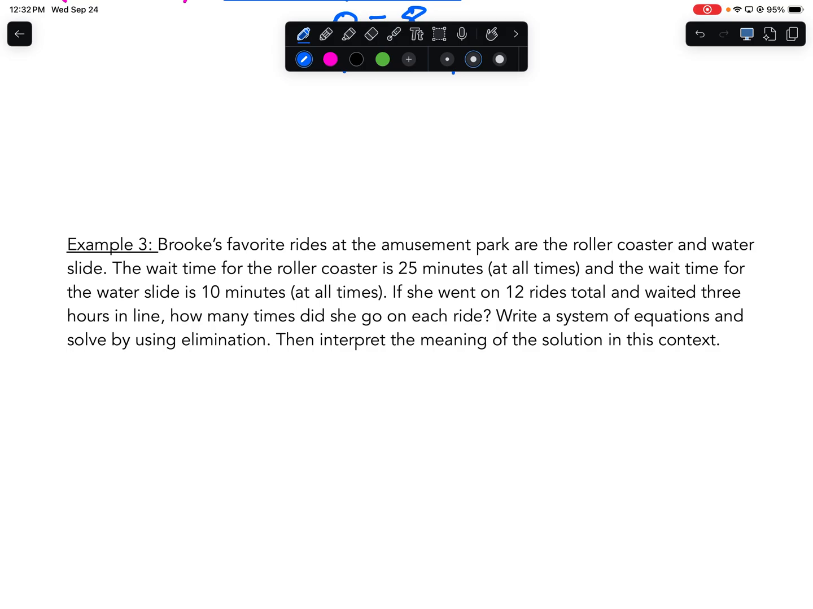All right, Brooke's favorite rides at the amusement park are the roller coaster and water slide. The wait time for the roller coaster is 25 minutes at all times, and the wait time for the water slide is 10 minutes at all times. That makes it linear, right? Because it's going up and down by the same amount. If she went on 12 rides total and waited 3 hours in line, how many times did she go on each ride? We're going to write a system of equations and solve by elimination.